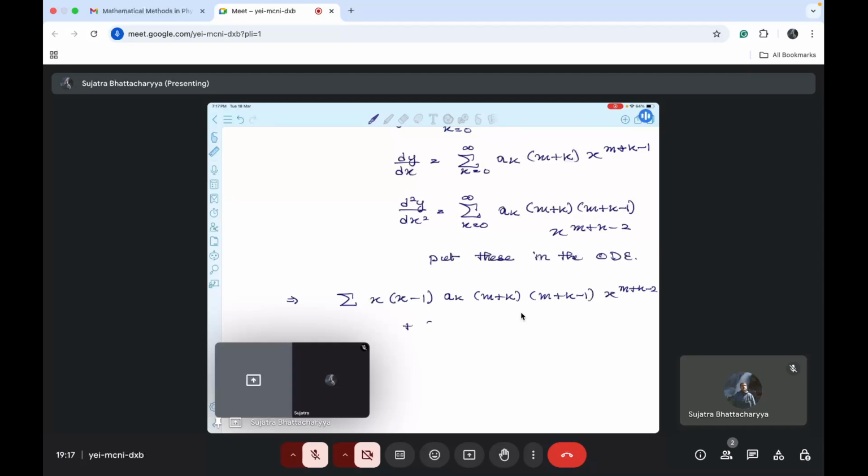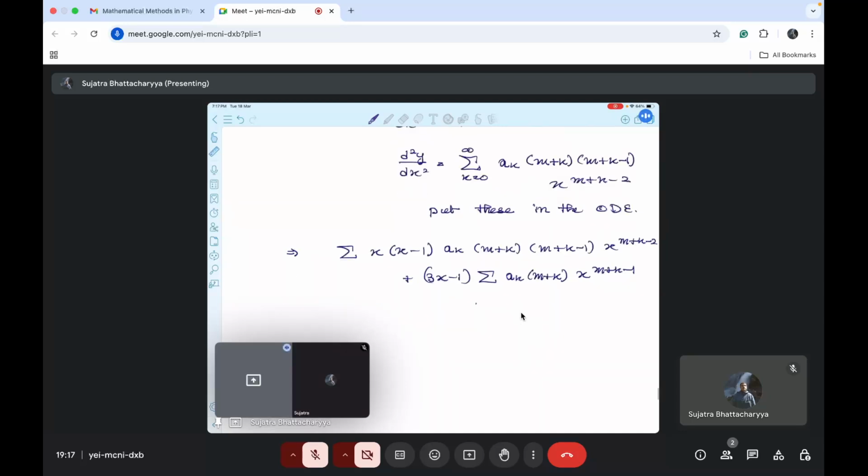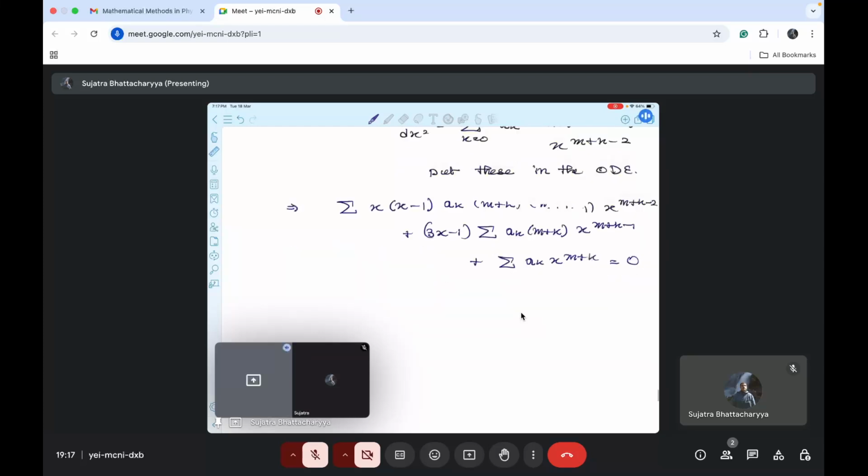Next, the next term is 3x minus 1 summation. It is a long summation, I am telling you. So ak m plus k x to the power m plus k minus 1, this first order differentiation. And the last term, that is ak x to the power m plus k, that is equal to 0. Right? This is what you have.